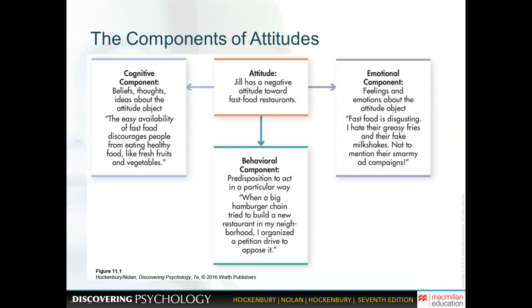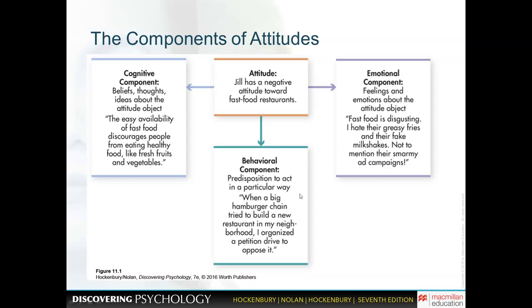Okay, so we talked about the different components of attitudes. We talked about the cognitive component, the affective component, and the behavioral component. All right, excuse me. As well as the emotional component. Okay, so whenever we hear the term cognitive, we always want to stay aware that it refers to thinking processes, okay? How we are thinking. And the behavioral component, basically, that's our predisposition to act in a particular way.